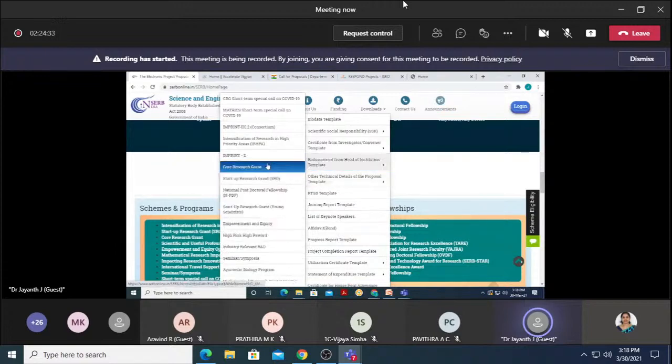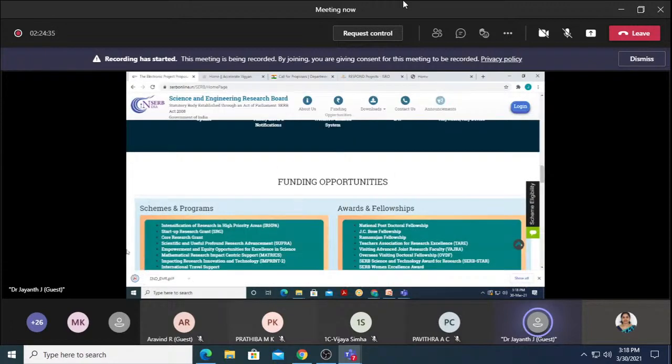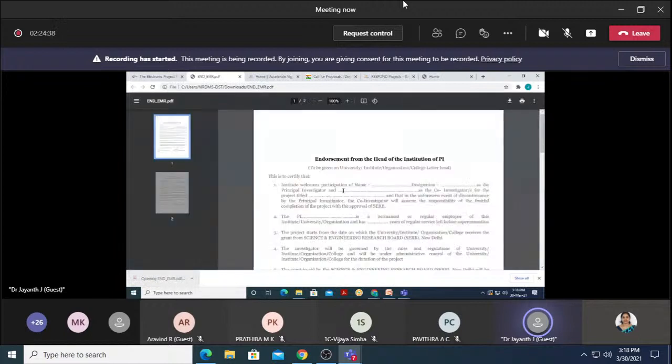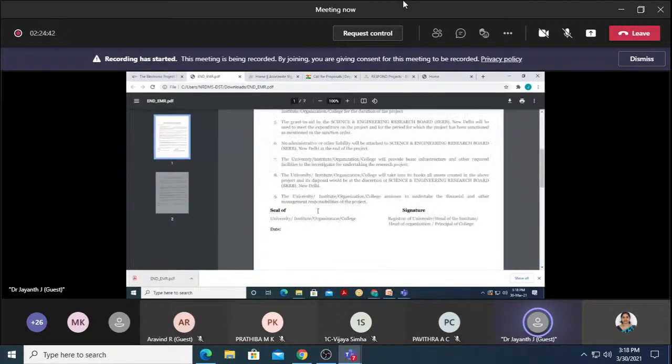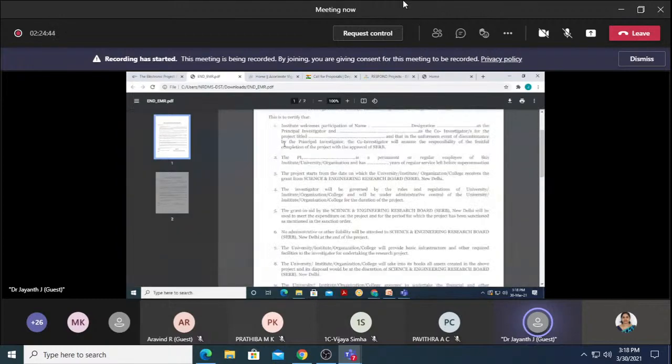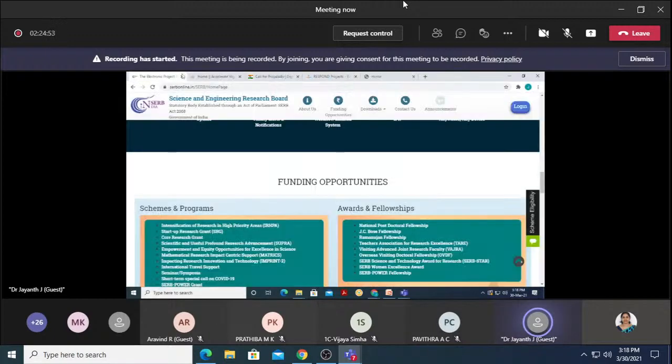So for example, the endorsement for the core research grant. Yes, it is downloaded and you can see what needs to be done. You need to fulfill this. So just be prepared for what you're working on. Next, okay, these are all the proposals which you're working on.